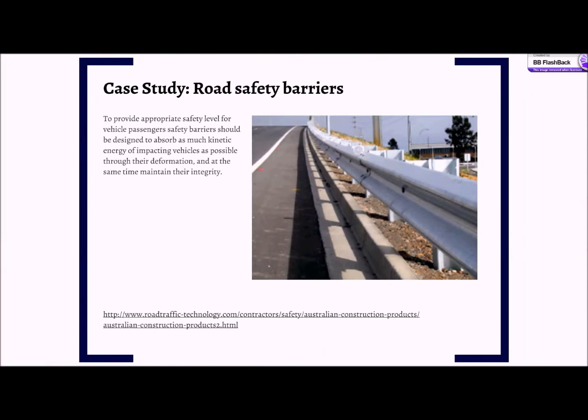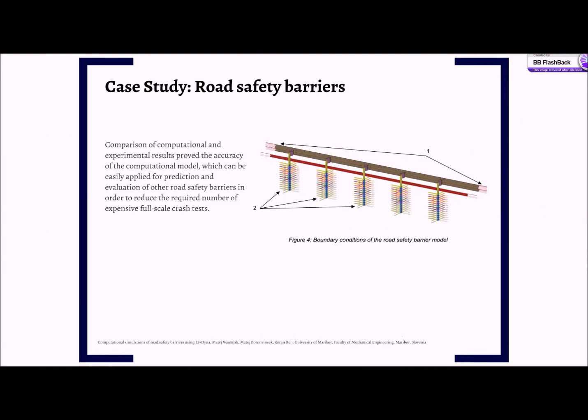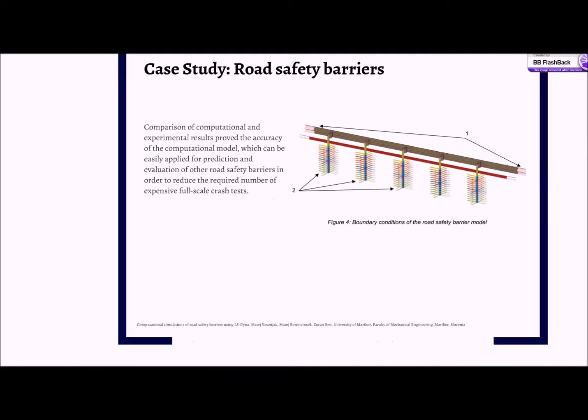An example of safety analysis is shown here, where the life and performance of road safety barriers was simulated. Impact severity parameters such as the strength and maximum deformation of the barrier were determined using both a computer simulation and a large-scale physical test. The image shows a very good agreement of barrier deformation and car behaviour for both analysis methods. This experiment gave evidence for the accuracy of computer-based safety analysis simulation, meaning that it may be relied upon in the future with greater confidence and reliability.